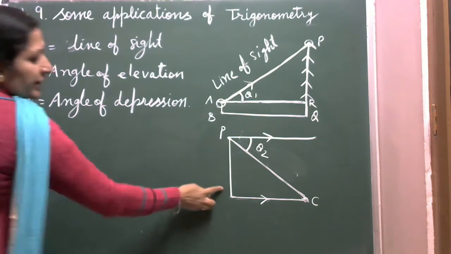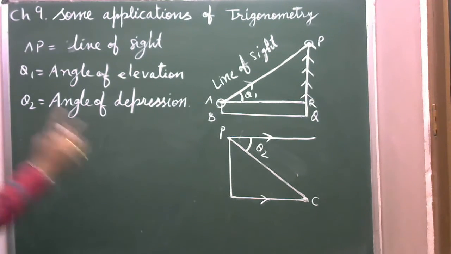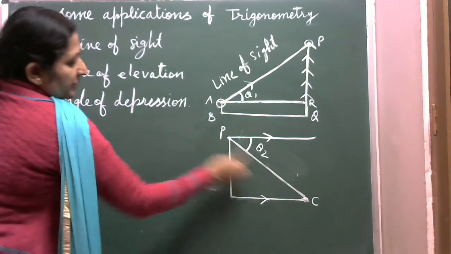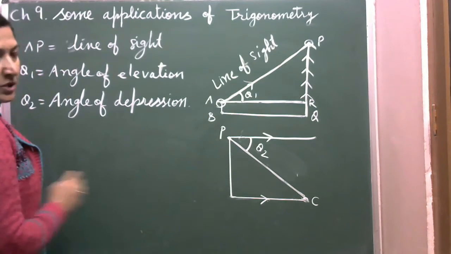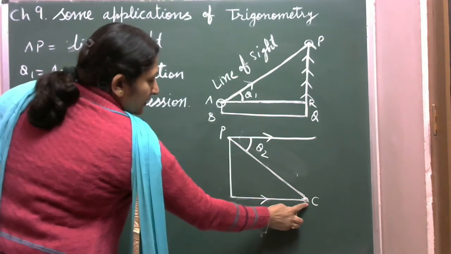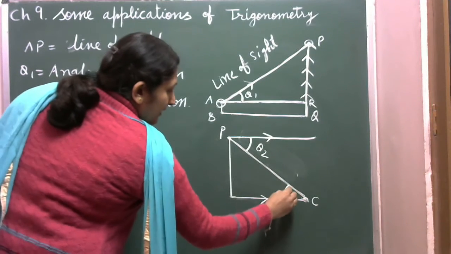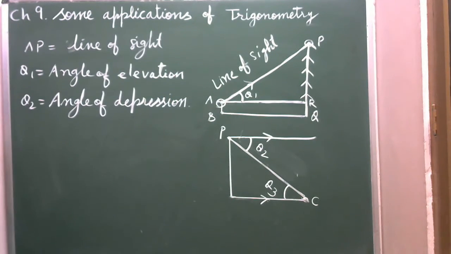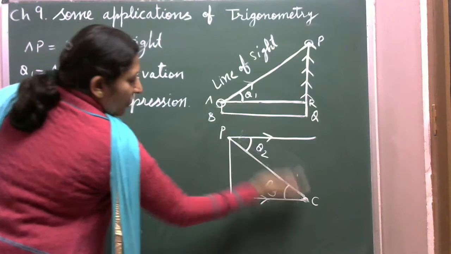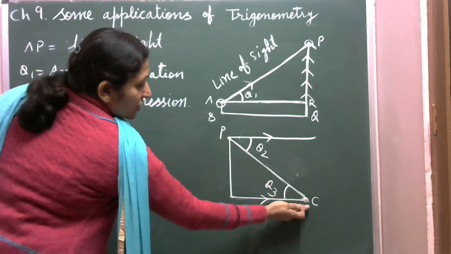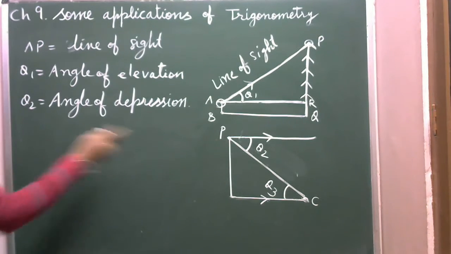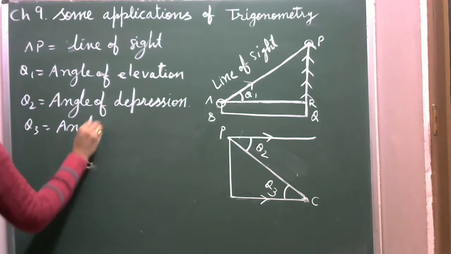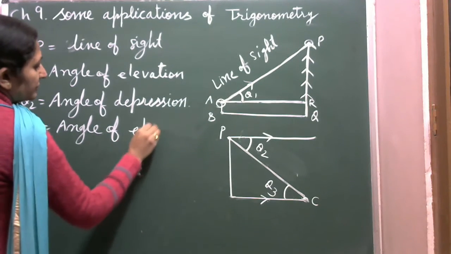Now in the same figure, if you want to observe, suppose the person sitting in the car is observing this person P. So for that person, this angle will be the angle of elevation, क्योंकि वो पर्सन नीचे है और ये ऊपर है, he is watching above, तो उसके लिए θ3 क्या हो जाएगा, angle of elevation.